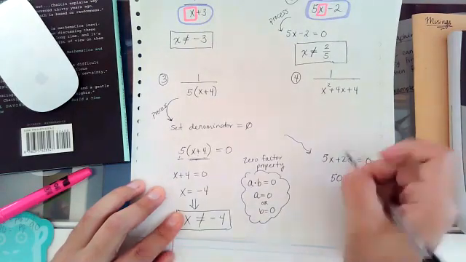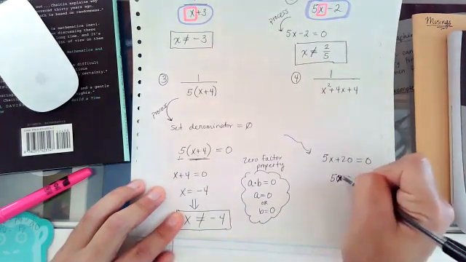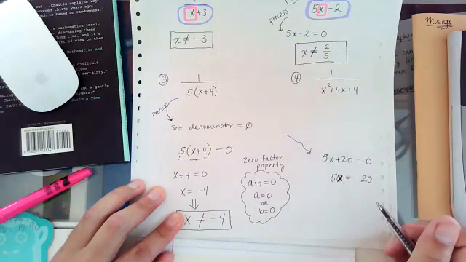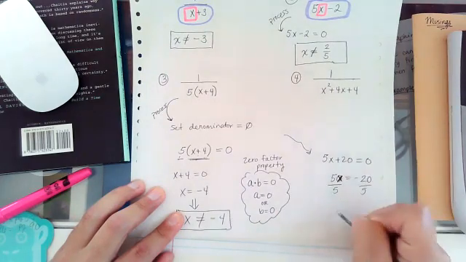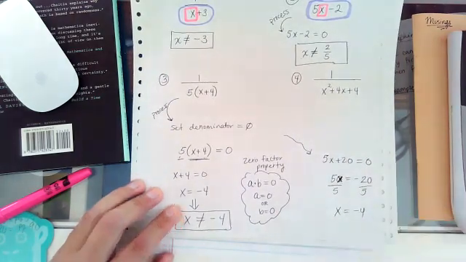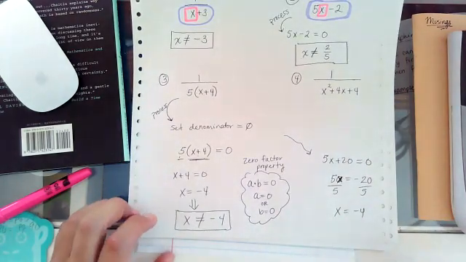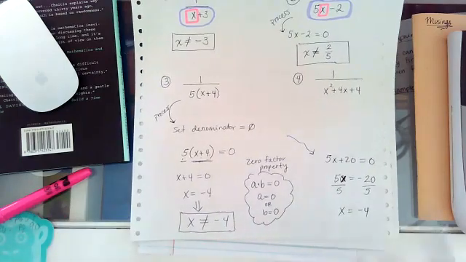Sorry, 5x, not 50. 5x equals -20, and then you divide by 5 on both sides. X is equal to -4 still. So either way. Okay, thank you. Now I get it. Yeah. The other way, I didn't click in my head.